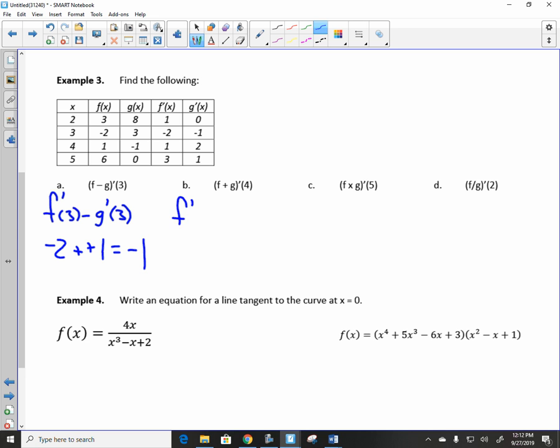This would be f prime of 4 plus g prime of 4. What is the derivative at 4? 1. Plus 2.